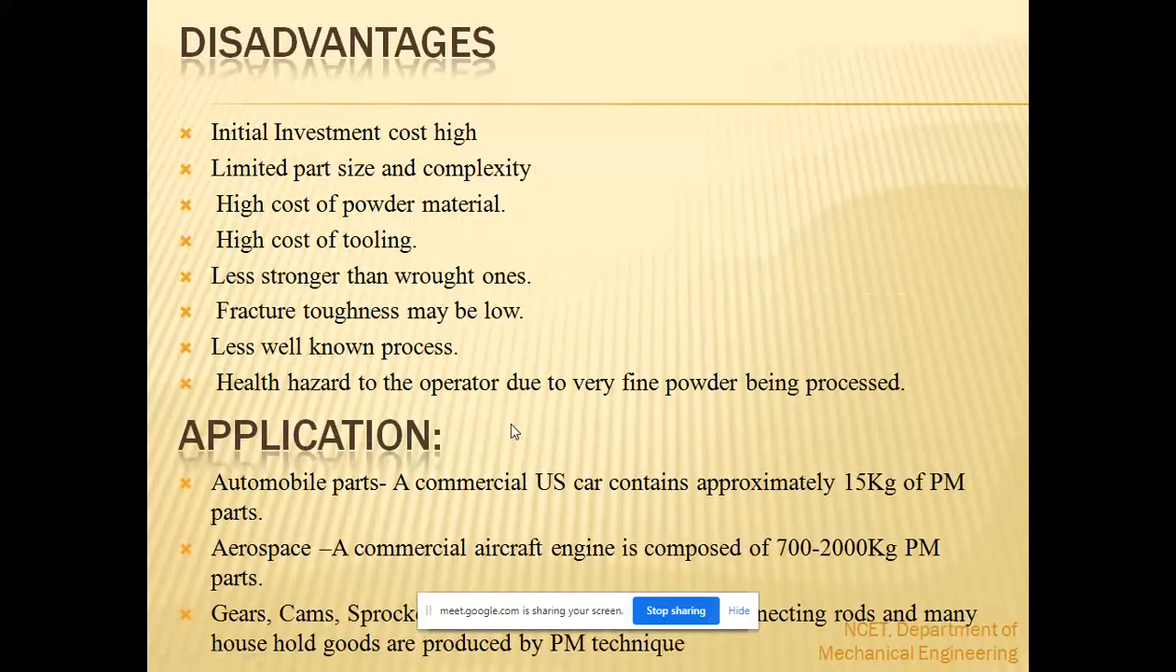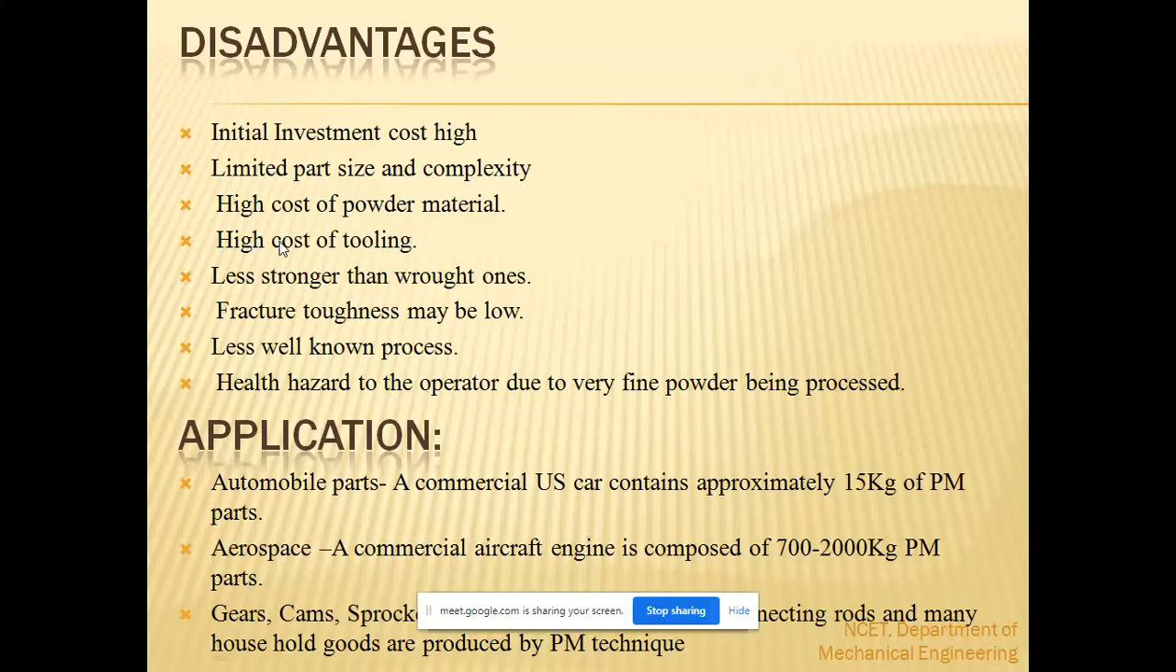And what are the disadvantages of this? Initial cost is going to be high. Large parts cannot be manufactured. Complex parts cannot be manufactured. The cost of the powder material is going to be high. Powder making itself is costly. That was another disadvantage.